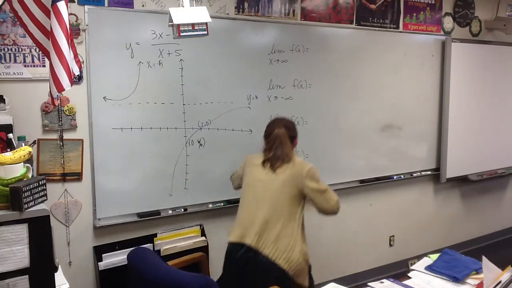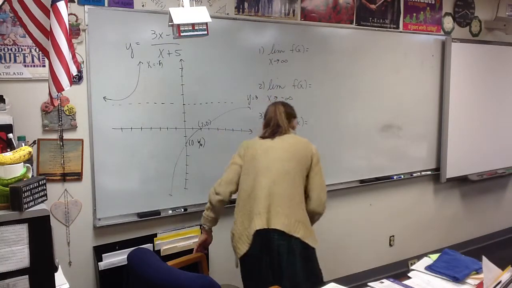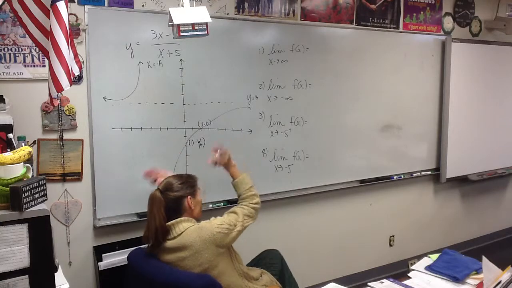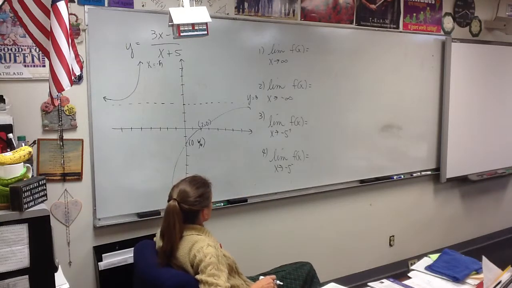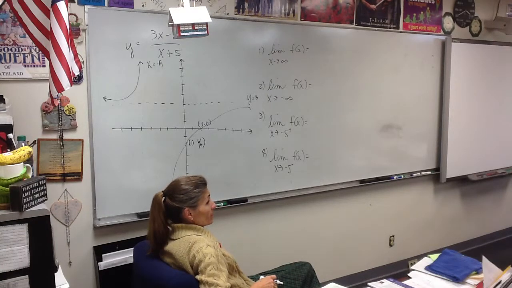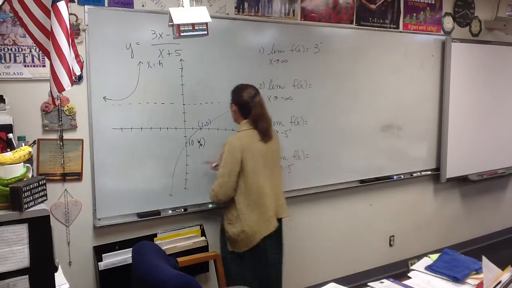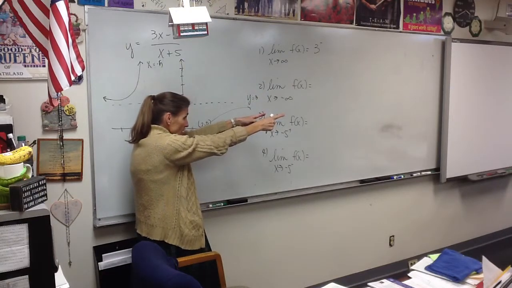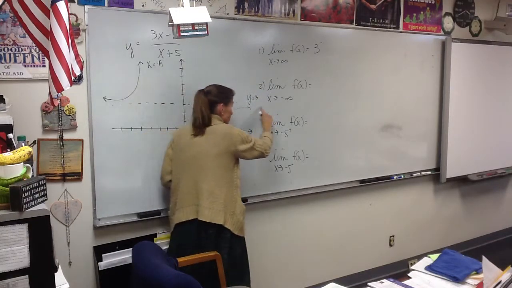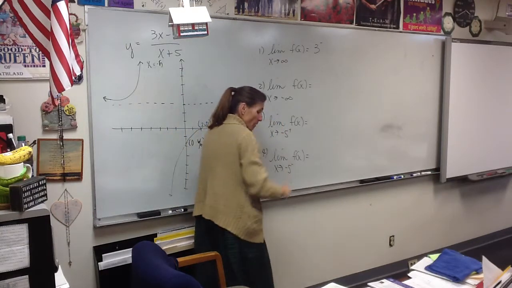Number 1 up here. Once you have your picture, these are easy. What's the answer to number 1? 3 from the bottom. It's coming toward 3, but it's coming from the bottom. This means as X goes off the page, what is your pencil doing? It is getting closer and closer to 3 from underneath.